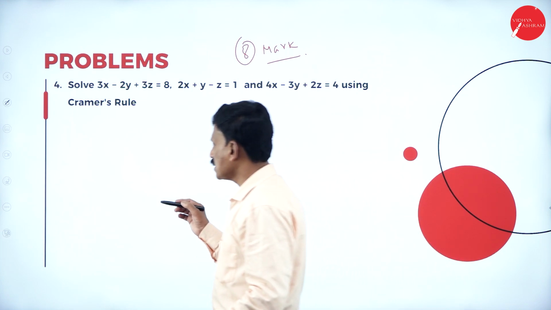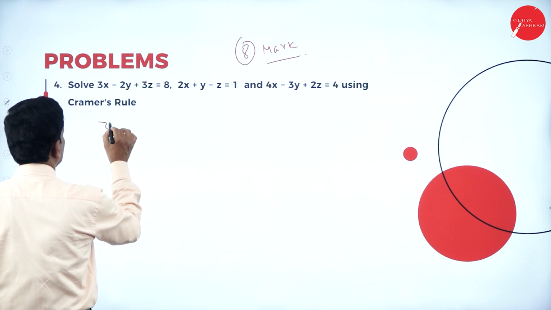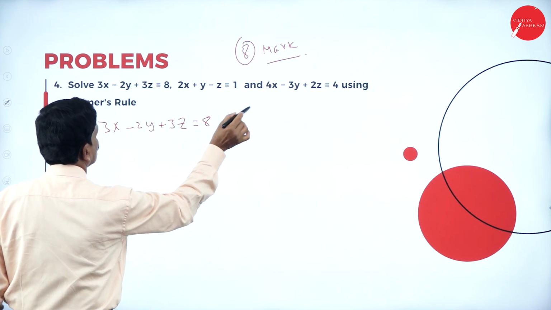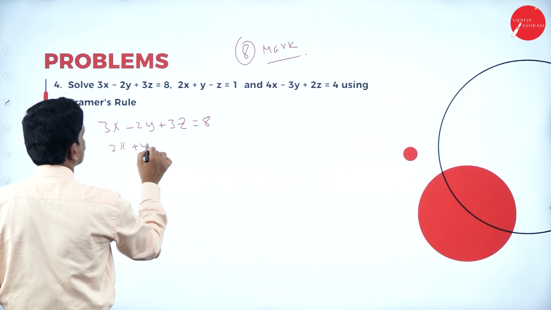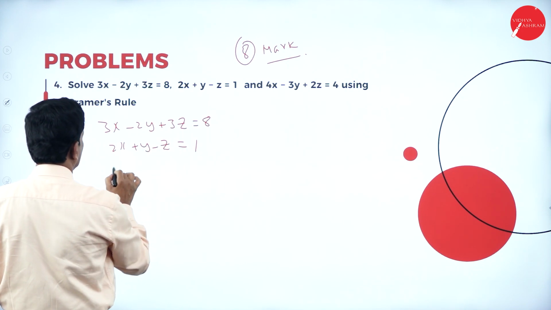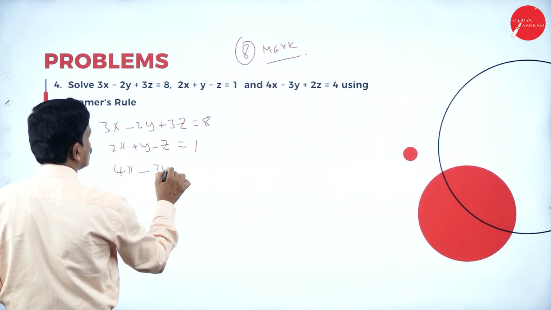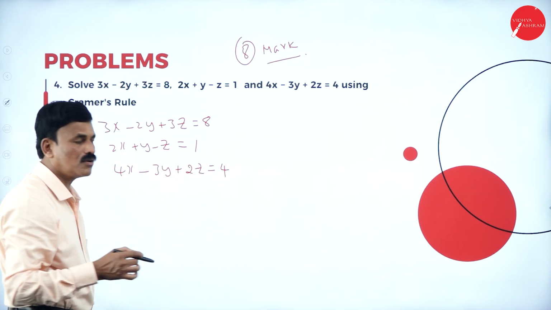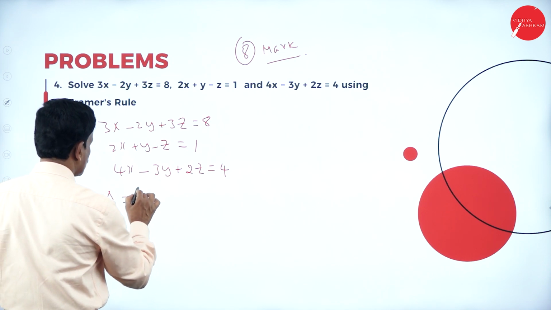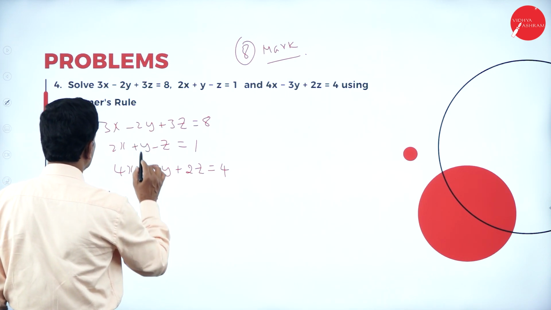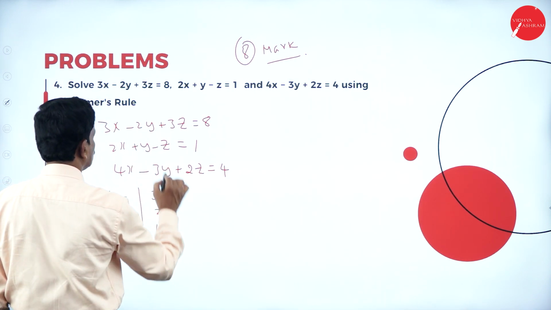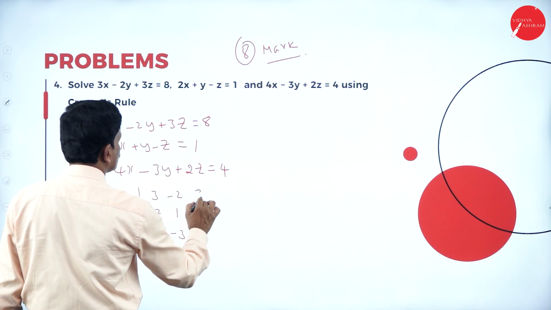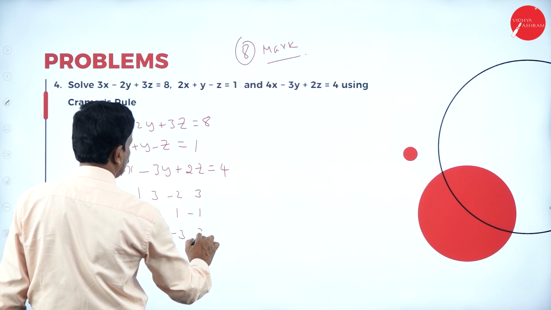Now check whether it is in order or not. The given equation is 3x minus 2y plus 3z is equal to 8. Now similarly 2x plus y minus z is equal to 1 and the last equation 4x minus 3y plus 2z is equal to 4. So x, y, z and constant. Find out delta first. Delta is equal to coefficient of x 3, 2, 4. Coefficient of y is minus 2, 1 and minus 3. Coefficient of z is 3, minus 1 and plus 2.